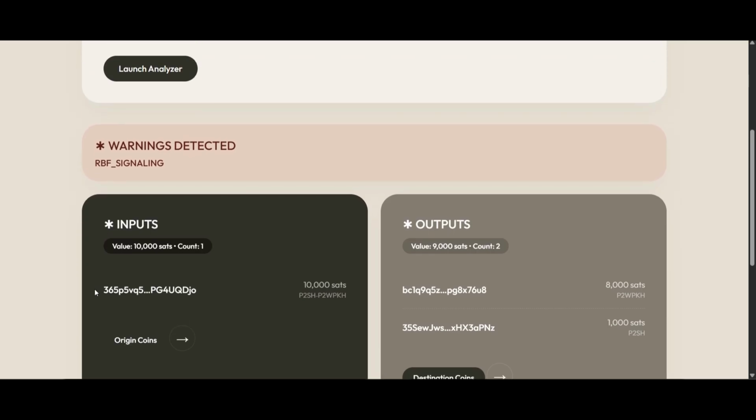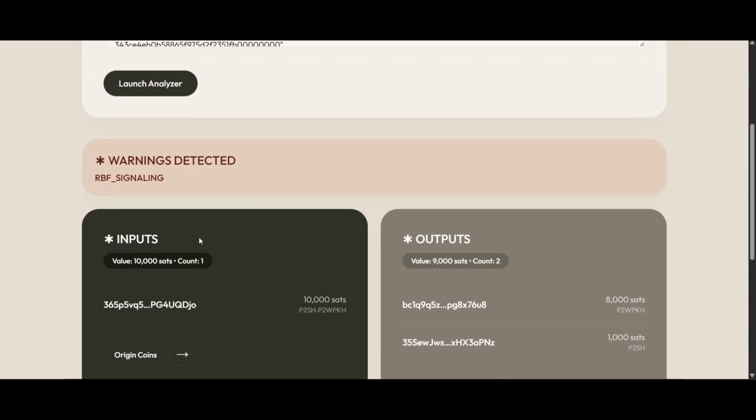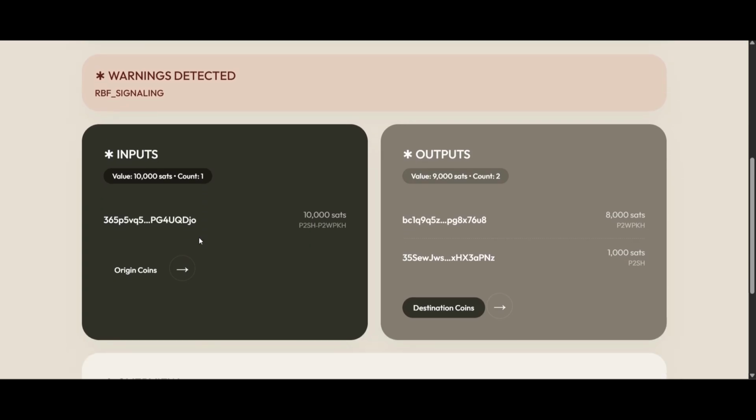At a high level, a transaction is just moving digital value. It destroys old coins, which we call inputs, and creates new coins with new locks, which we call outputs.